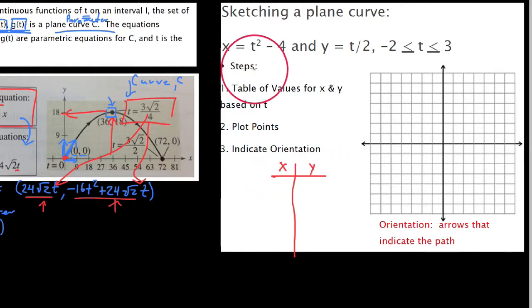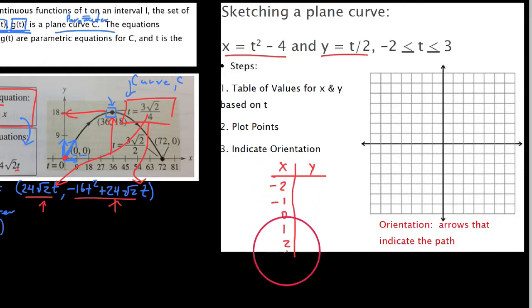We just have to remember that x is following one function and y is following a different function of time. So when we plug these in, I'm going to make a suggestion: let's go through the whole domain of values that we plug in here. So -2 up to 3 is the domain with respect to time, not with respect to x and y.